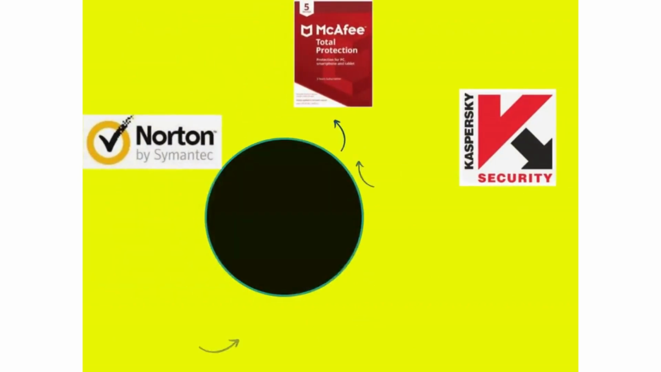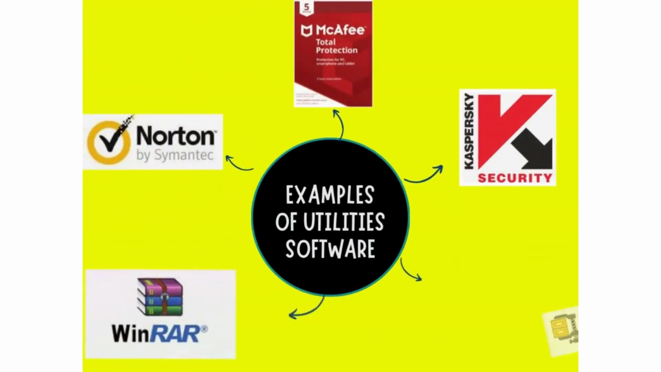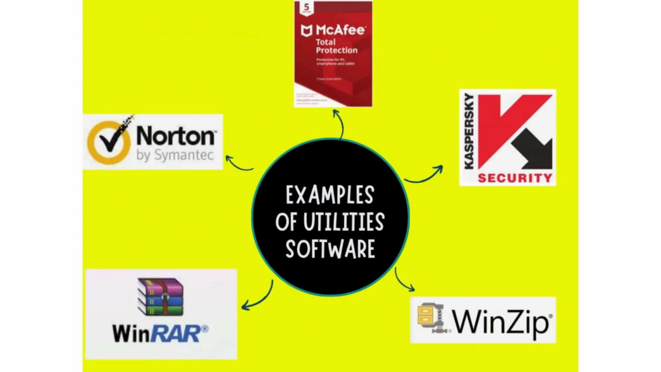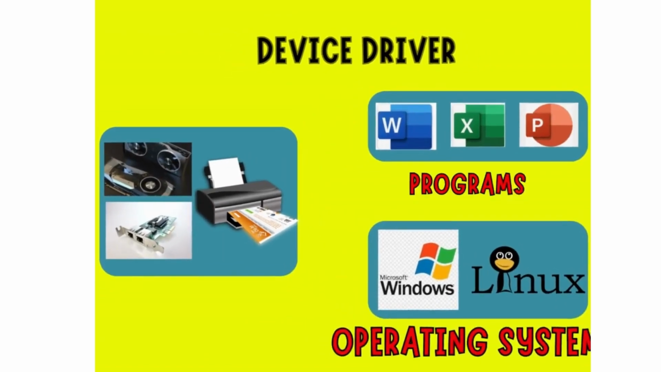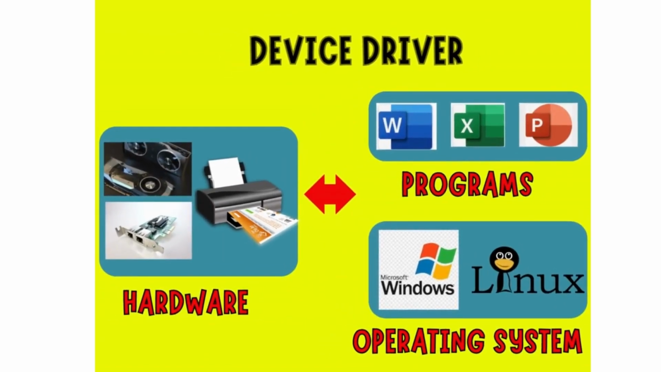Another example of system software is utility software, like Kaspersky and McAfee. These are antivirus software. WinZip and WinRAR, which are file compression software. Device driver is another example of system software. It is designed to enable interaction between the hardware device and the operating system or programs.